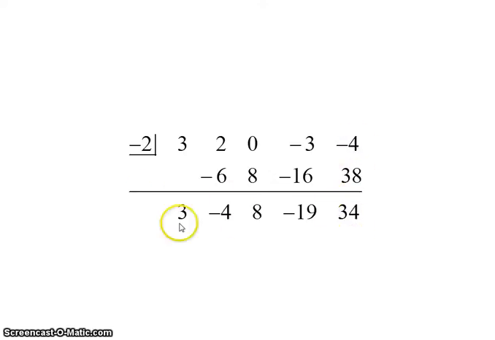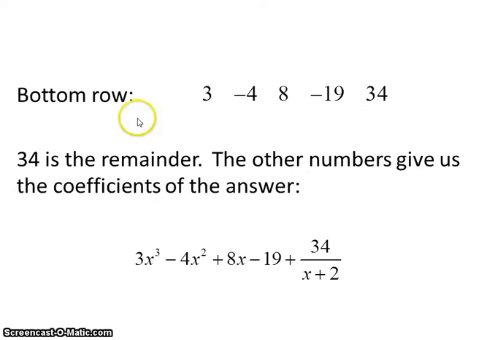So once our table is complete, that'll give us our answer. We just have to figure out how to interpret this. So our bottom row gives us our answer. The rightmost number is the remainder. So in this case, 34 is the remainder. And the rest of the numbers will give us the coefficients of our polynomial as our answer.